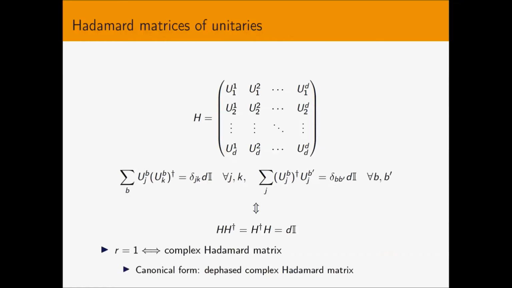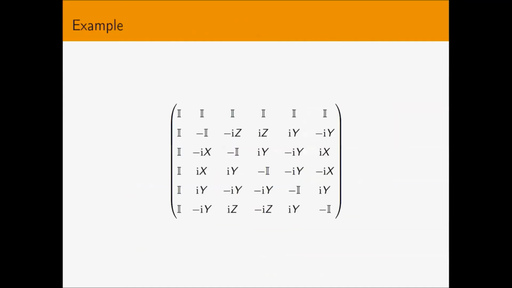Right, and again, if each of these blocks is of dimension 1, then you recover a complex Hadamard matrix. And this canonical form that I had, which says that the first column and the first row are just identities, would be a dephased complex Hadamard matrix. I just put up an example here so that you see that these exist in some non-trivial way. These are all the Pauli XYZ operators. So this is an example of a Hadamard matrix of unitaries. Practically, 1 means here identity of size 2. So this matrix is of size now 2 times 6, or 12. Yes. Correct.